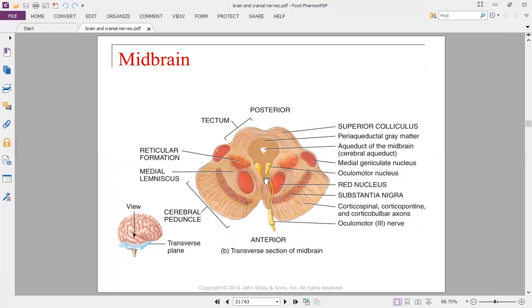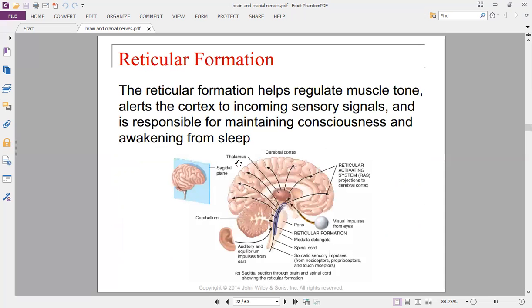This is the medial lemniscus that's present here. Reticular formation is shown to you here as well. Reticular formation helps you regulate muscle tone, alerts the cortex from incoming signals, and is responsible for maintaining consciousness and awakening from sleep. So your reticular formation is the part of the brain that sends signals of awakening.